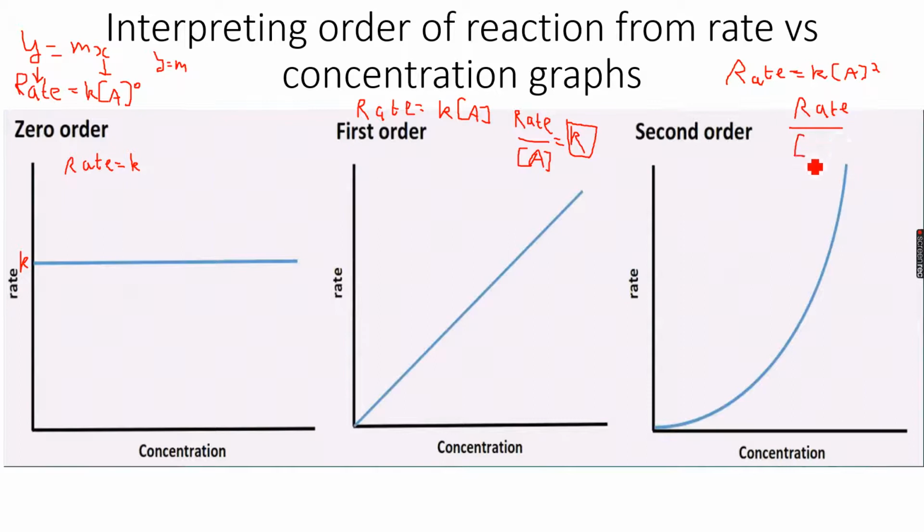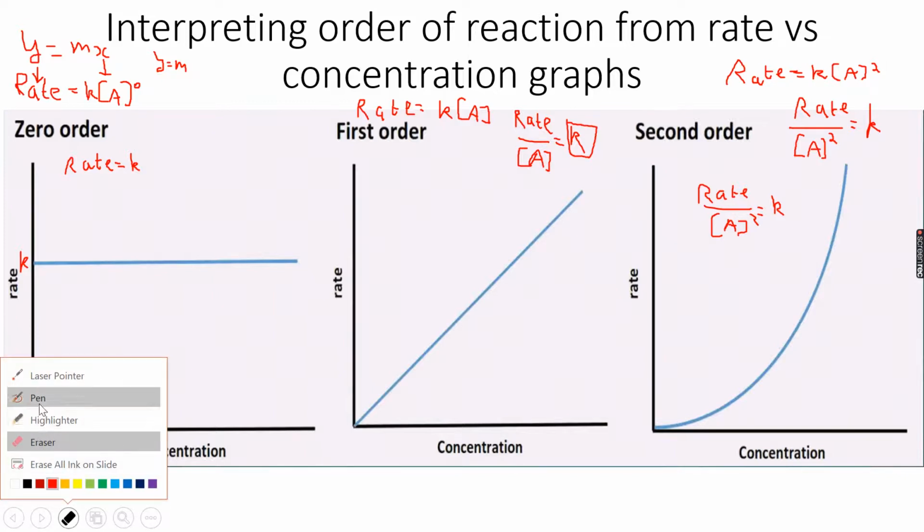K will be equal to rate over A squared at any point. It is not the gradient, but rate over A squared at any point will give us K. And the gradient will be equal to rate over the concentration of A, so we can just say that the gradient will be equal to K times the concentration of A. If we multiply this by A over here, it becomes A squared.